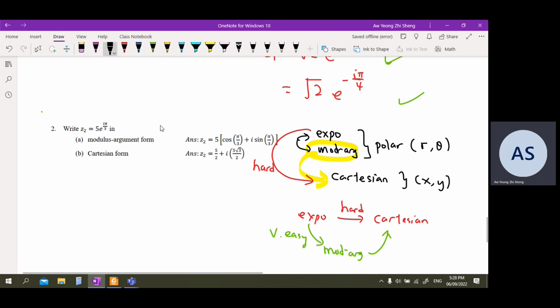Right. Anyway, let's go back to this question here. Z2 is 5e^(i pi over 3). If you want to make it easier to read what your r and theta is, some people prefer to factor out the i at the power and write the pi over 3 in brackets so that it's clearer that pi over 3 is the theta in the form r e^(i theta).